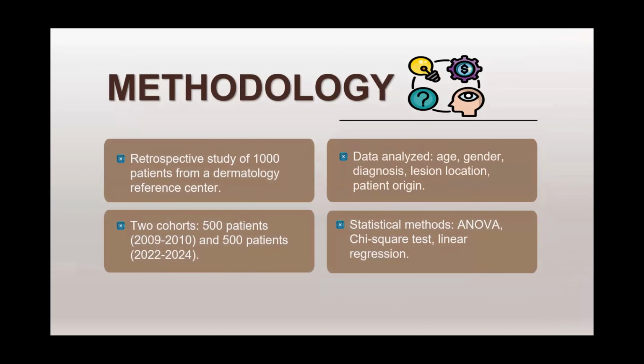This is our methodology. A retrospective study on 1,000 patients in two cohorts at two different times. We analyzed data like age, gender, diagnosis, lesion location, and patient origin. Statistical methods: we used ANOVA, chi-square test, and linear regression.